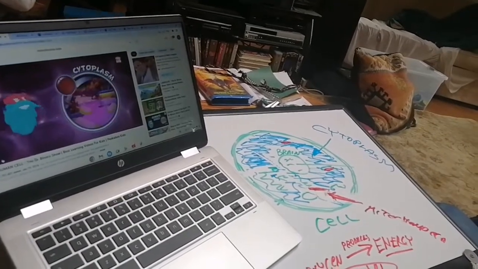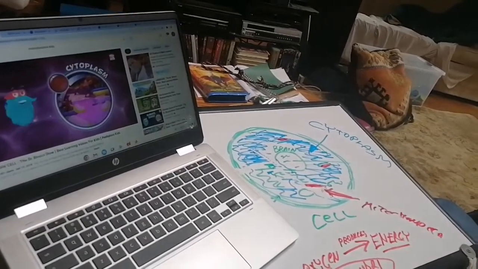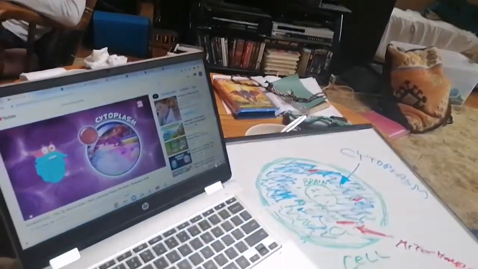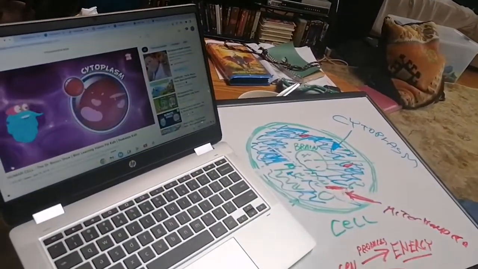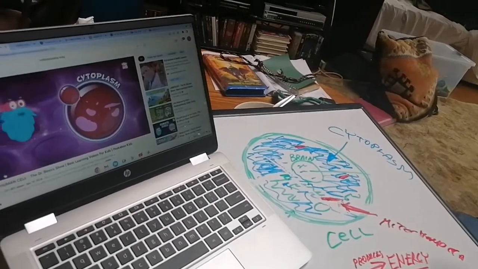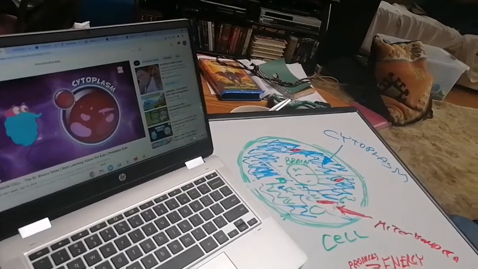Cytoplasm. This is the space where all the components of a cell take a chill pill. Well, what I mean is that the cytoplasm fills up the rest of the cell, where the other components of the cell keep floating.